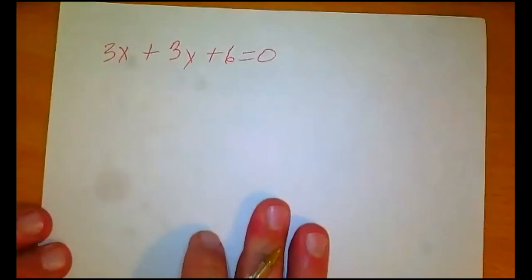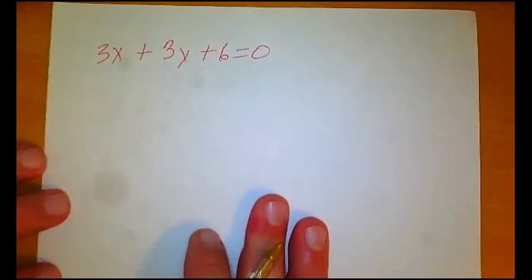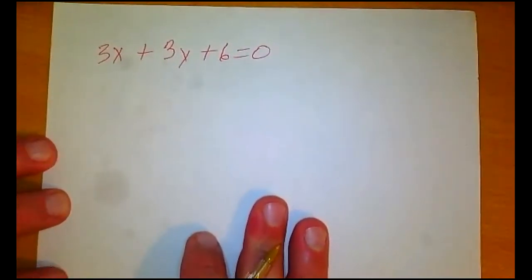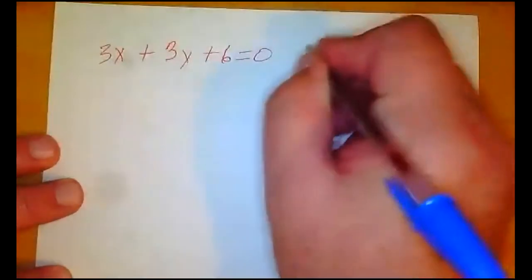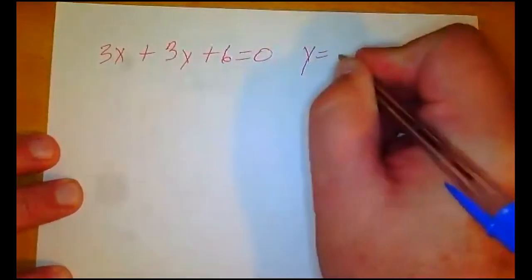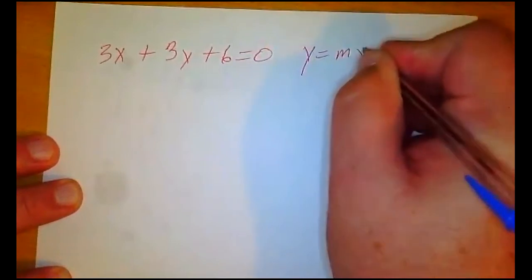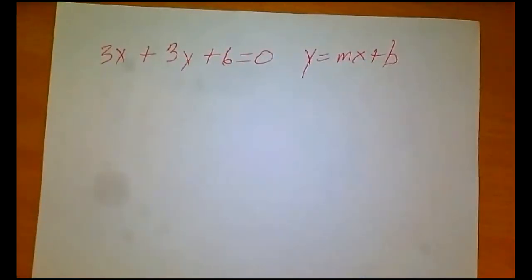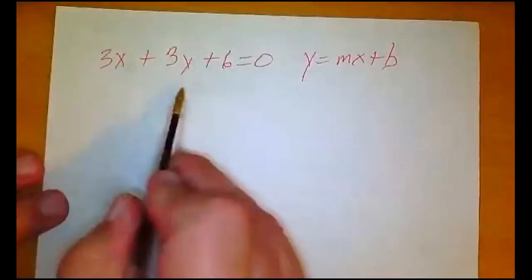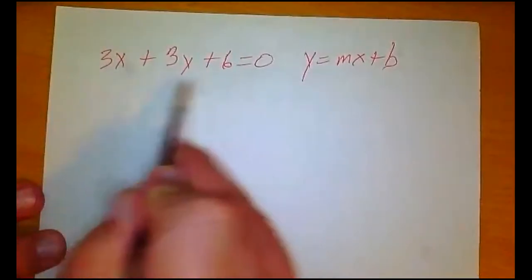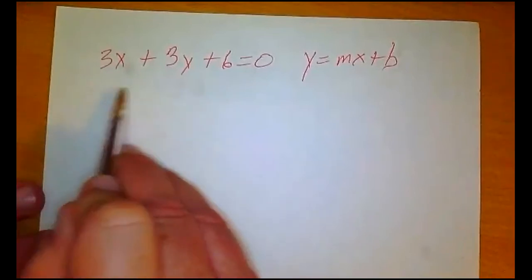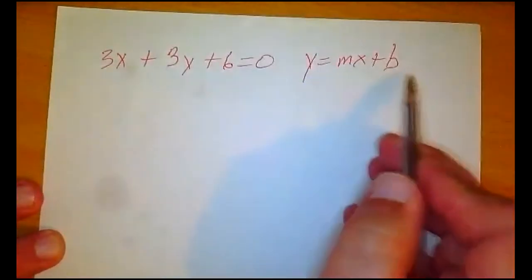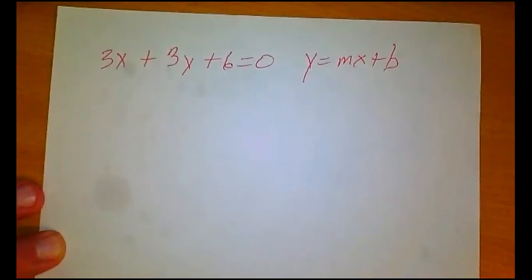So let's look at something weird like this. If I have a question like this, remember in order to graph this, the easiest way to graph it is if I can get this into slope-intercept form. I want to get it into that form. You remember that form from before. So I need to rearrange these terms so that they look sort of like this, and then I need to get it reduced.